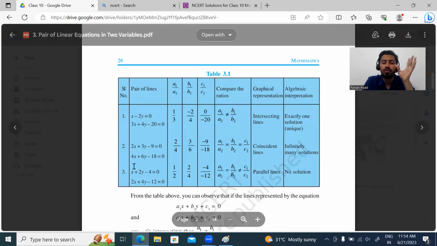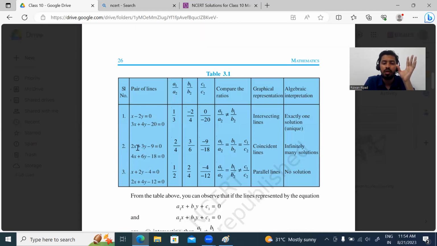Okay, now let's move to the second one. You can see another pair of linear equations. 2x plus 3y minus 9 equal to 0. 4x plus 6y minus 18 equal to 0. Here A1 is 2, B1 is 3, and C1 is -9. Similarly, A2 is 4, B2 is 6, and C2 is -18.